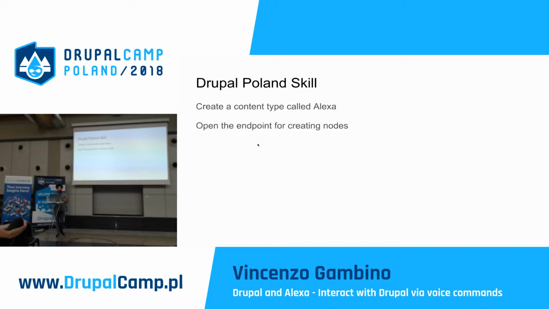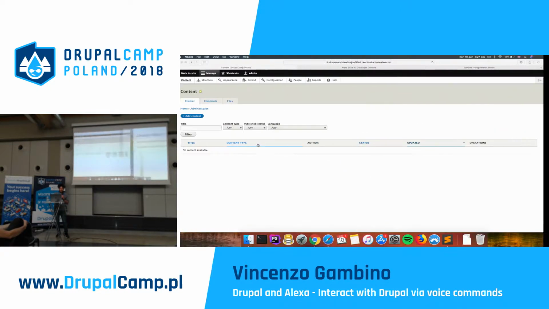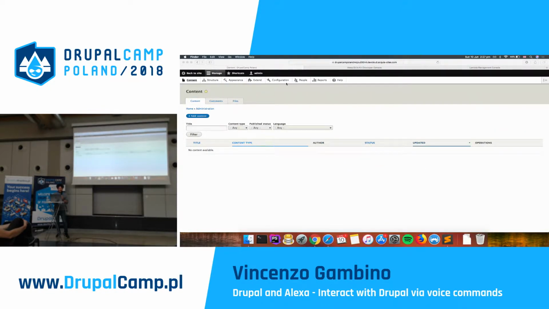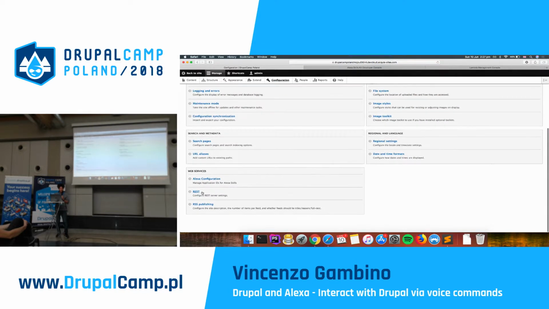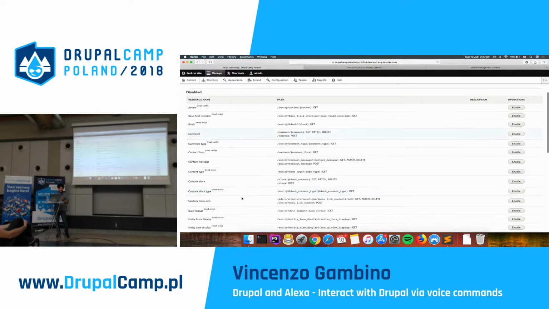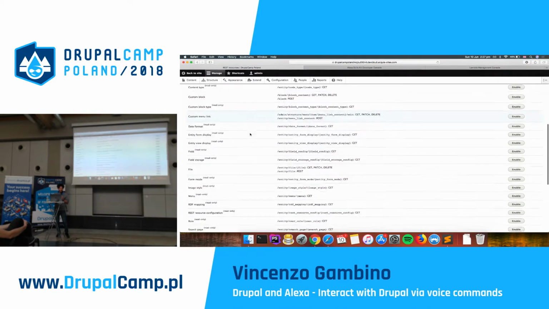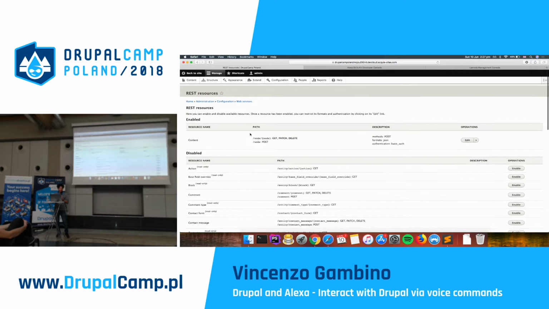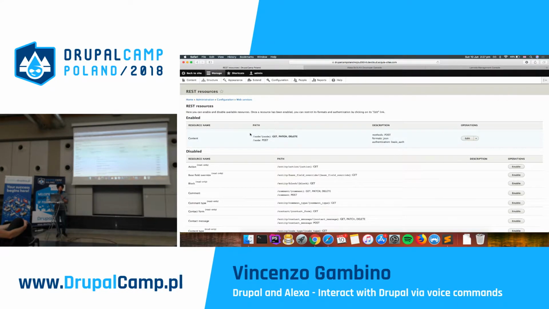Now we need to open the endpoint for creating the node. As I said, REST UI gives you the chance to manage your endpoint very easily. So what we do in configuration, REST UI, and basically I already enabled the content endpoint. This service is already in Drupal core, so I just enabled the module and those are already in there. So you can use Postman or another service and start to test if you can access those services.